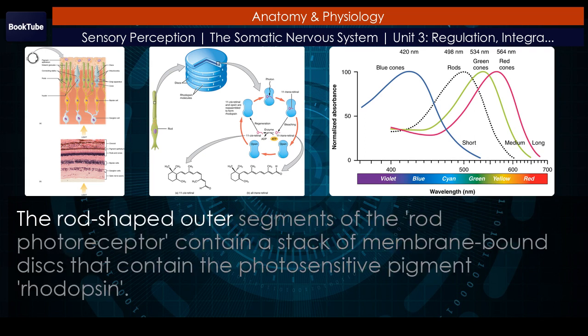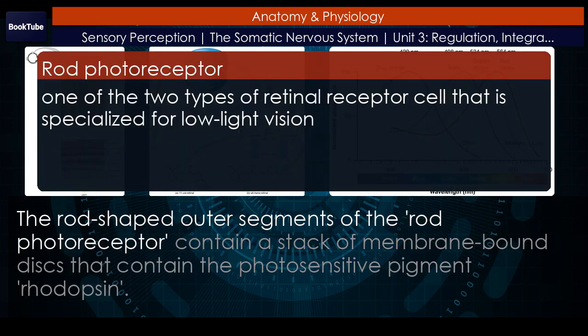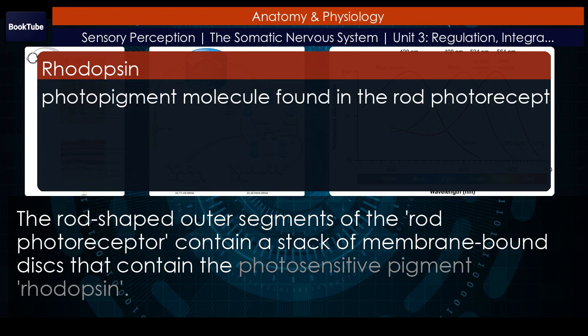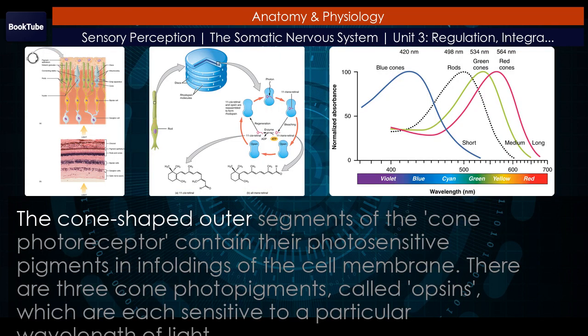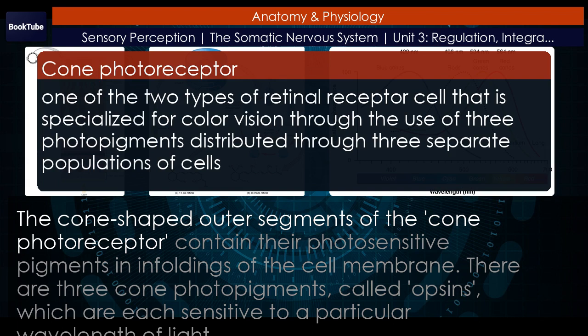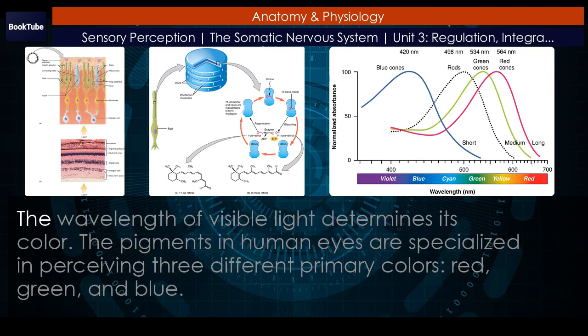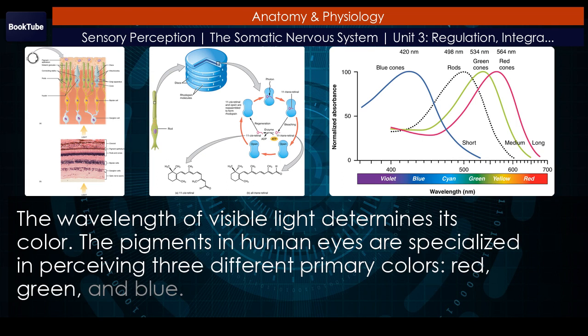The rod-shaped outer segments of the rod photoreceptor contain a stack of membrane-bound discs that contain the photosensitive pigment, rhodopsin. The cone-shaped outer segments of the cone photoreceptor contain their photosensitive pigments in infoldings of the cell membrane. There are three cone photopigments, called opsins, which are each sensitive to a particular wavelength of light. The wavelength of visible light determines its color. The pigments in human eyes are specialized in perceiving three different primary colors: red, green, and blue.